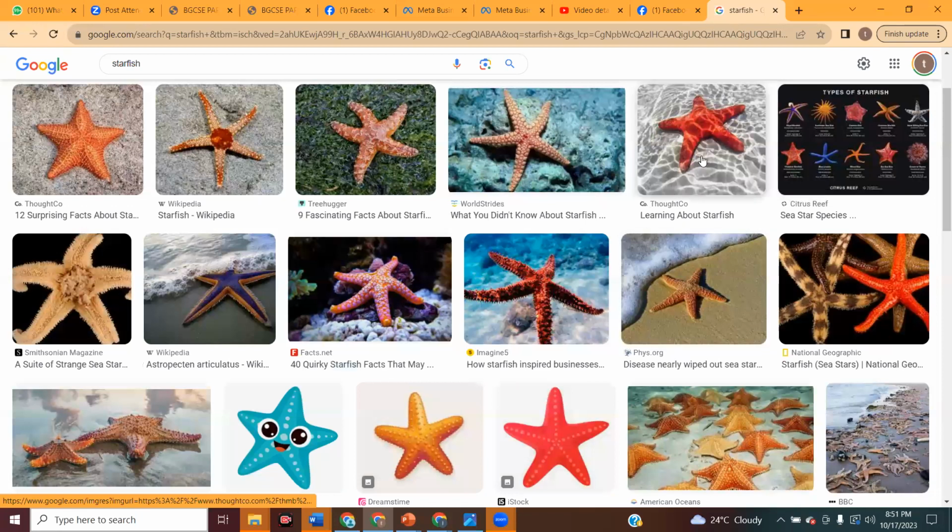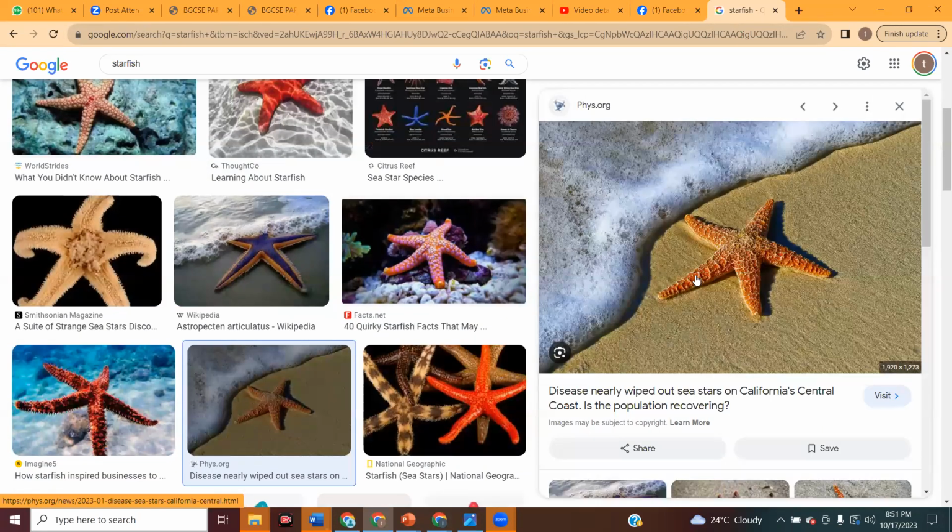And Mr. Crab was a starfish. No, Mr. Crab was a crab. I'm thinking about Patrick, SpongeBob's friend. Yeah, Patrick was the starfish.